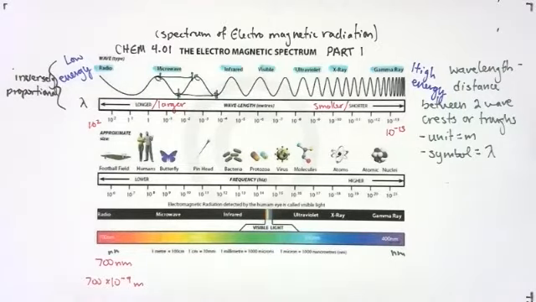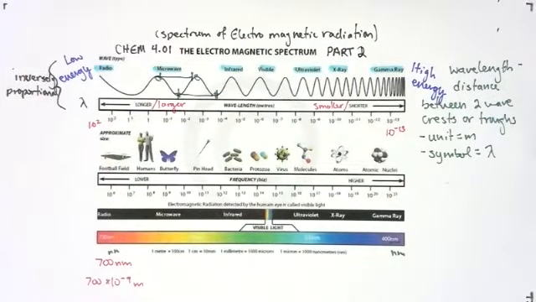All right, this is part 2 of electromagnetic radiation. So far we've talked about the divisions of the electromagnetic spectrum, talked about the wavelength.